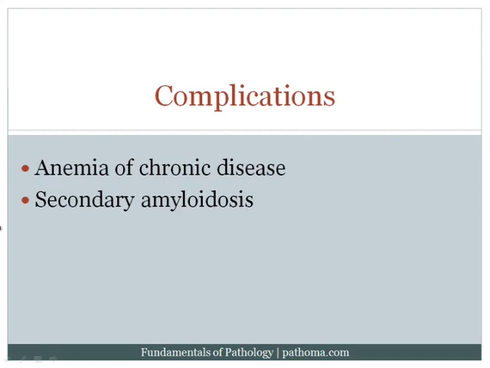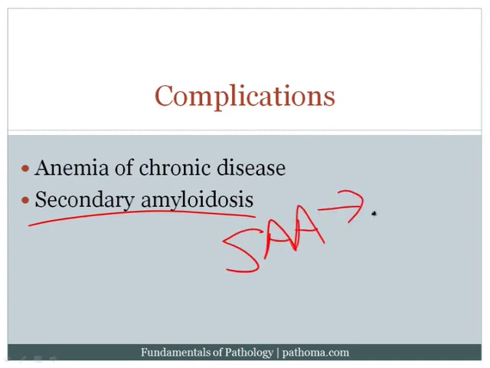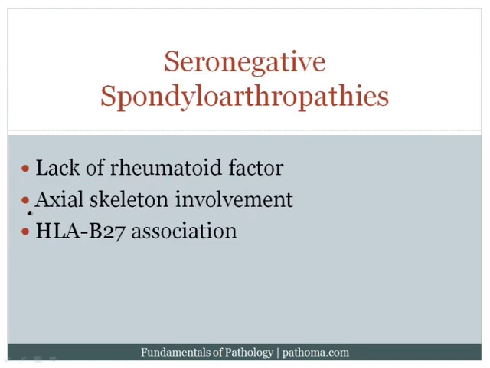In addition, the patients can also get secondary amyloidosis. Recall that when you have chronic inflammation, you're going to produce, again, acute phase reactants. One of them is a protein called SAA, which is produced by the liver. SAA gets converted to AA, and AA will then deposit in various tissues, resulting in a secondary amyloidosis. This is very high yield. They like to ask this on board exams as well.